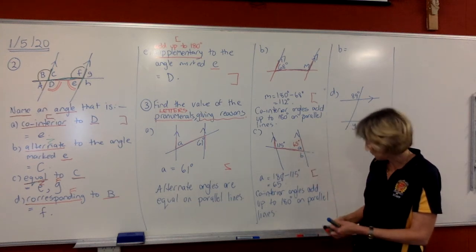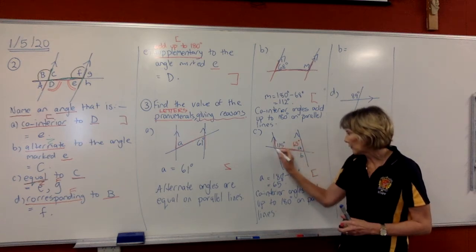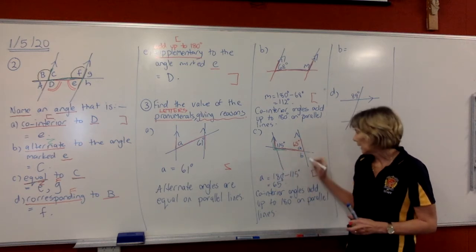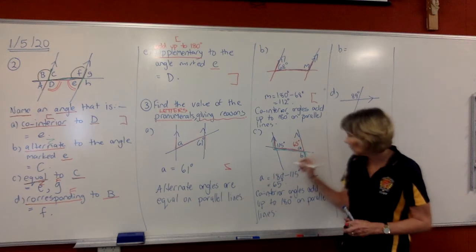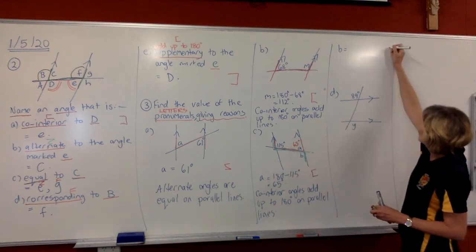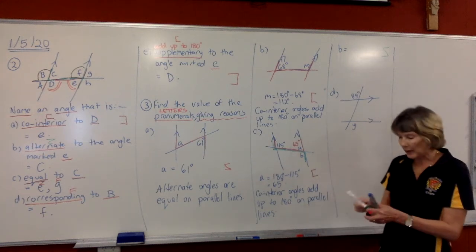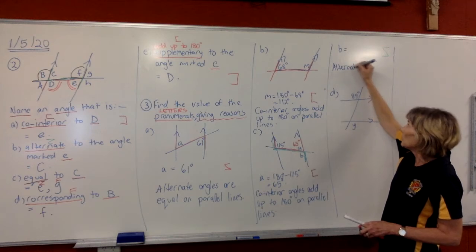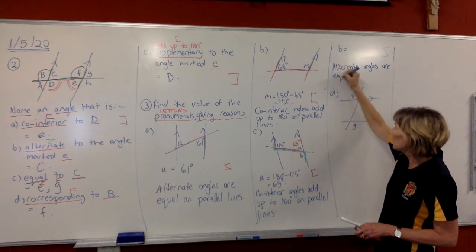Okay, so what we're going to do now is I'm going to still use the 115. So I'm going to go around that with a different colour, with green, and I'm going to go around the B. And you'll see when I do that, I formed a Z shape that looks like that. The Z shape is alternate angles. So we know straight away our reason is going to be alternate angles are equal on parallel lines.